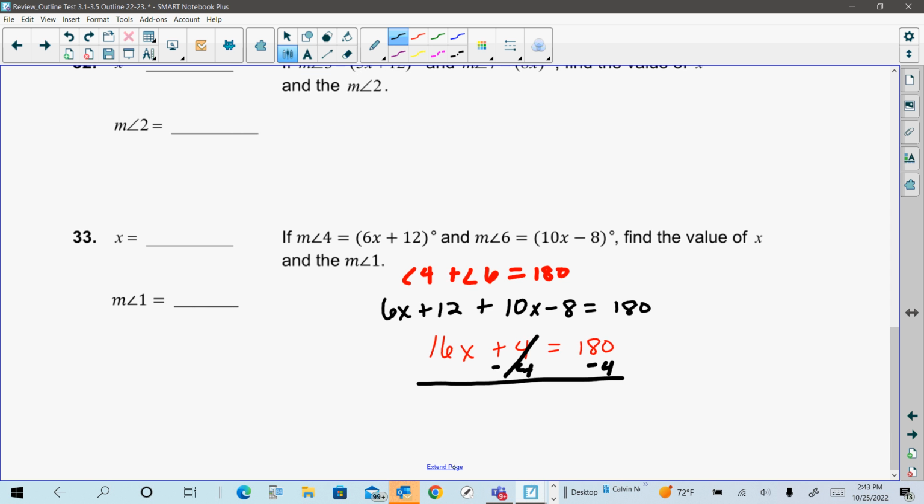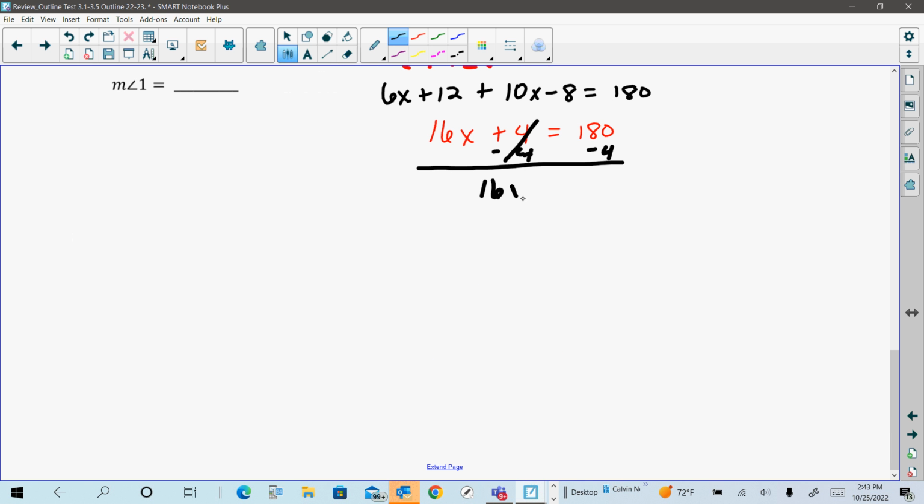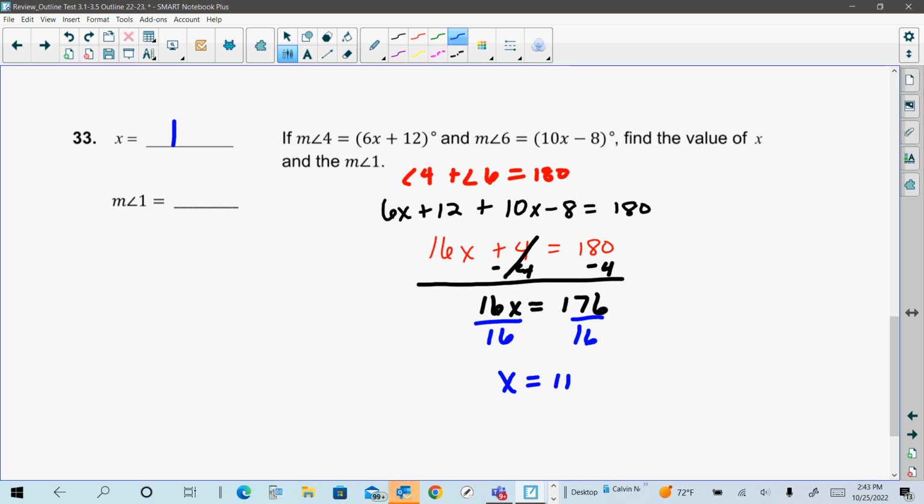So this really becomes 16x equals 176. And then we just need to divide it by 16. And so our x is 11, which is the first thing they're asking us to find.